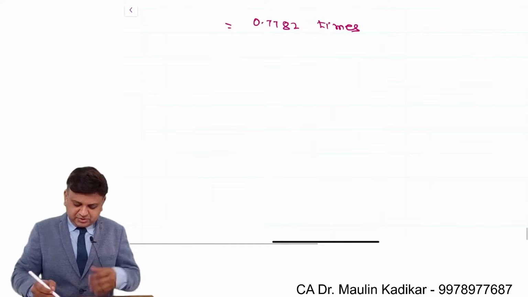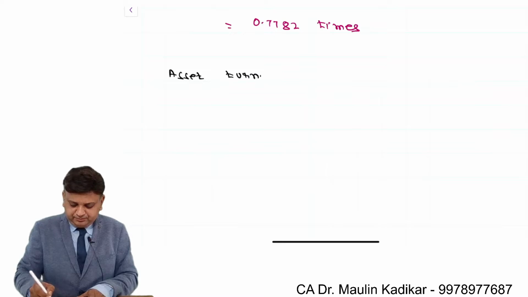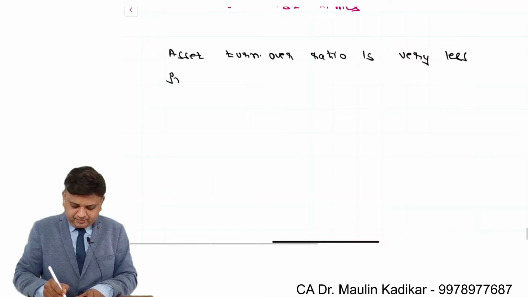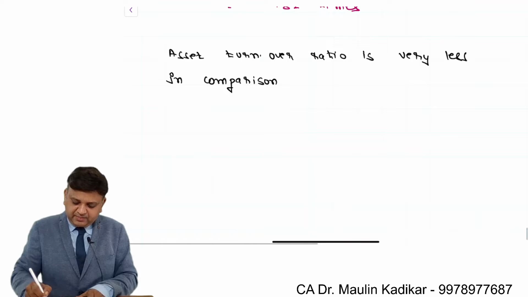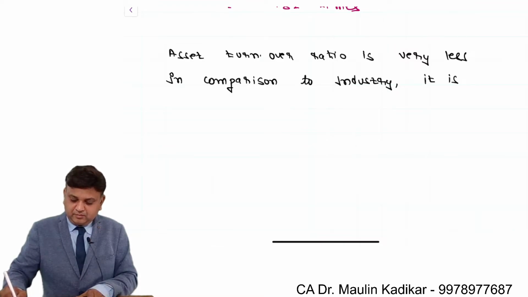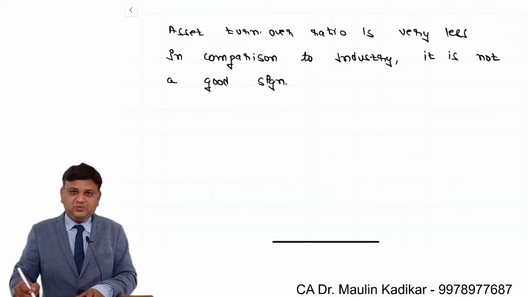So let us answer the question. Asset turnover ratio is very less in comparison to industry, comma, it is not a good sign. That is what we understand.